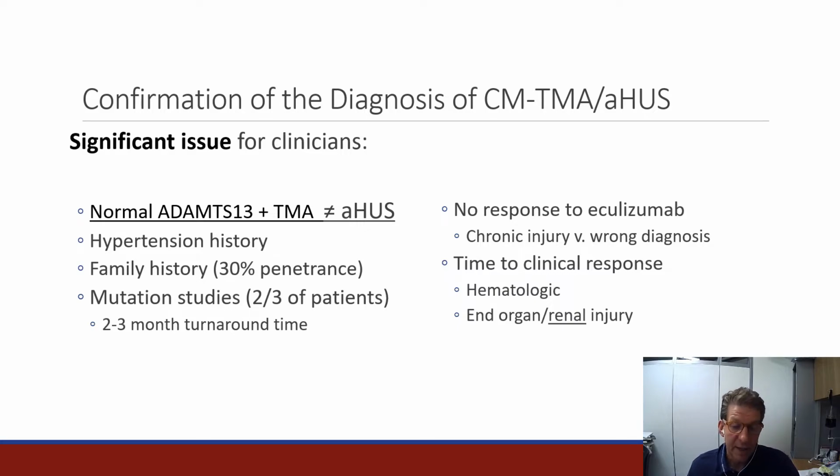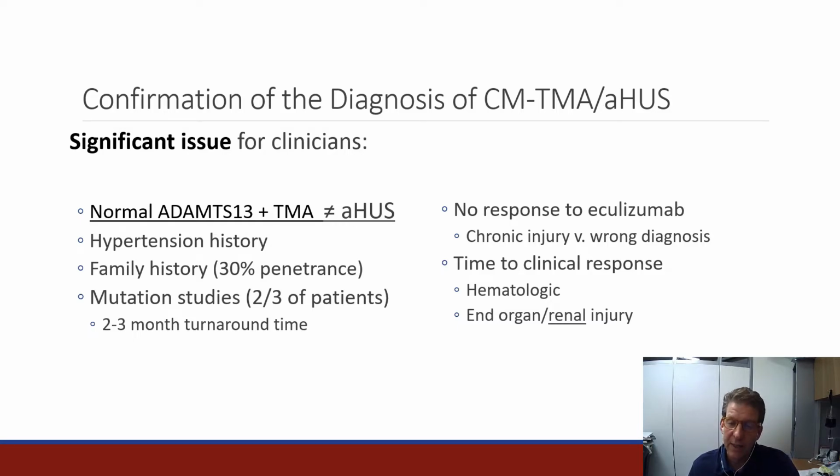Eventually, you'll get genetic studies back, and 2/3 of patients will carry a genetic variant of the complement system, confirming the diagnosis. But in 1/3 of patients, you won't have that confirmation. Response to eculizumab is an important thing to consider. What you tend to see in a responding patient is shortly after starting complement blockade therapy, an improvement in the hemolysis parameters, the platelet count, and the LDH, with kidney injury or other end organs taking longer to recover.